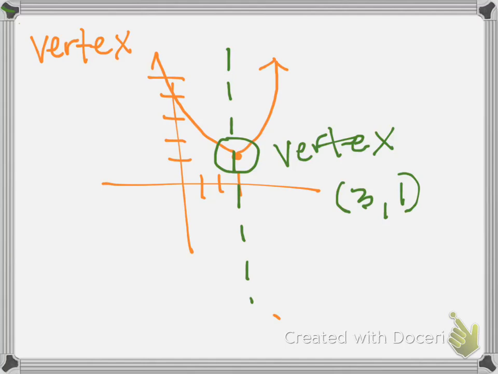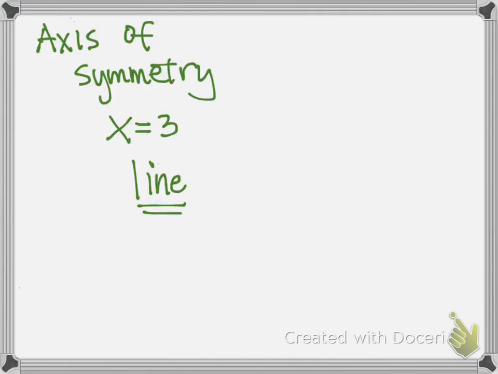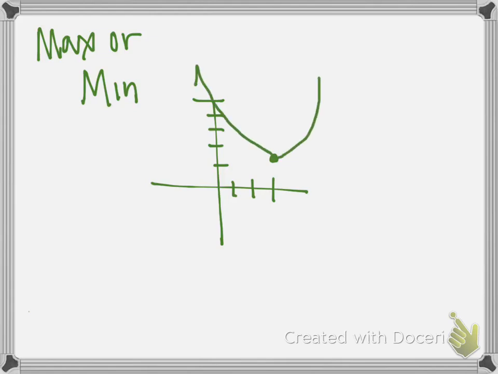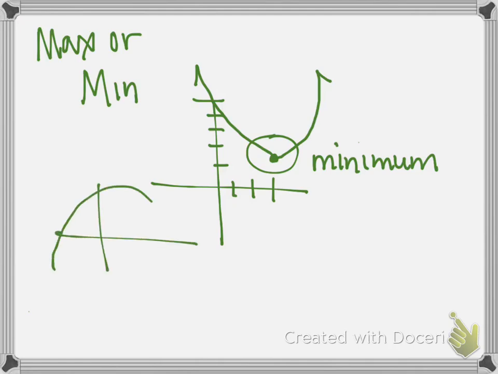In this graph, our vertex is a minimum point. It is the lowest point on the graph. So 3, 1 is our lowest point. So the lowest point is called a minimum. If it was the highest point, it would be called the maximum. So a graph like this, now the vertex would be called a maximum.